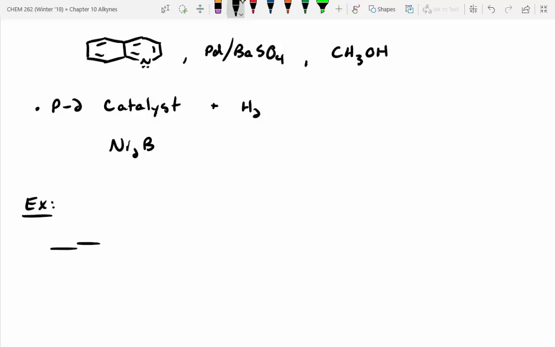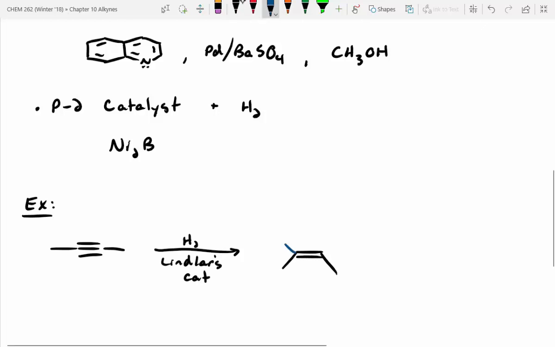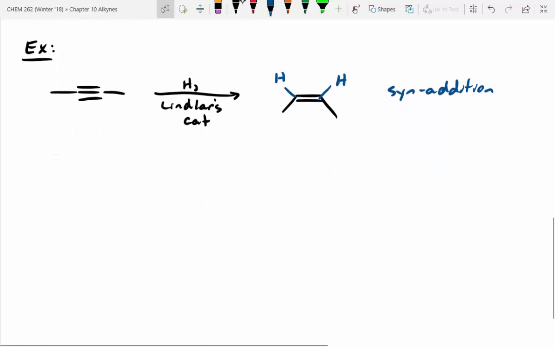So let's say we take that previous internal alkyne that we had before, and this time I'm going to take hydrogen gas and Lindlar's catalyst. When you do this, you're always going to get syn addition of 2 hydrogens. So does that mean we're going to get a cis alkene or a trans alkene? Yeah, exactly. You always get your cis.